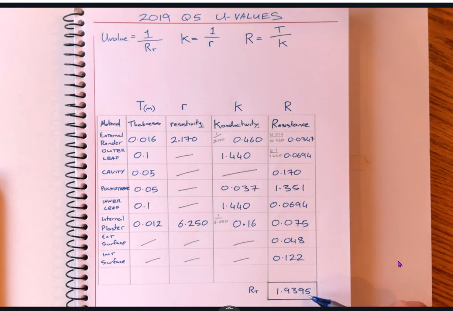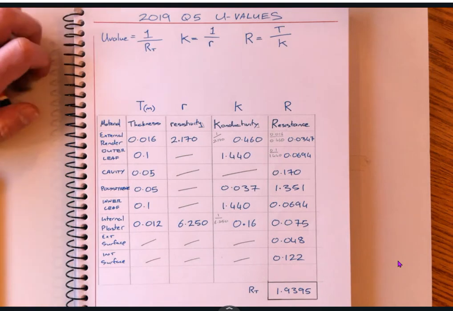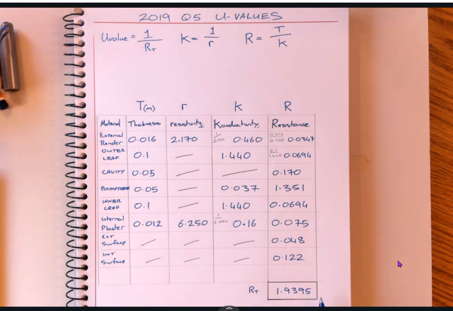If it's 0.005 out, so if you had something like 1.9392, that doesn't make any difference. Once it's 1.93 something, it's close enough. So we add that up fully. That is our total resistance. So that's how much resistance the wall puts up to stop the heat going out through it.